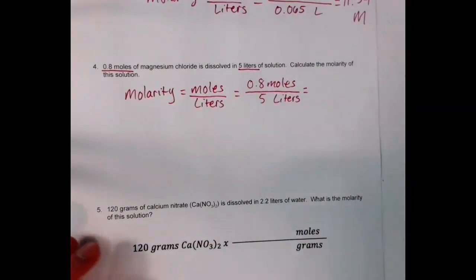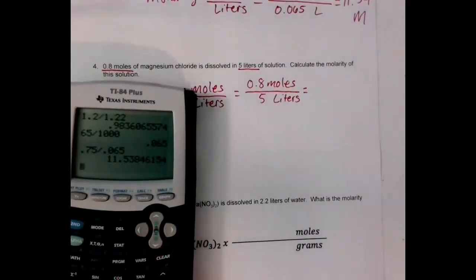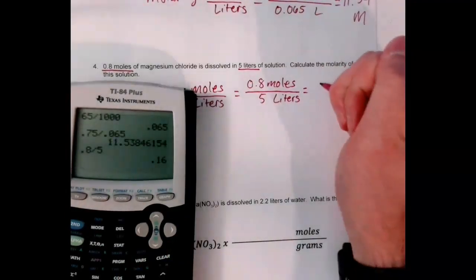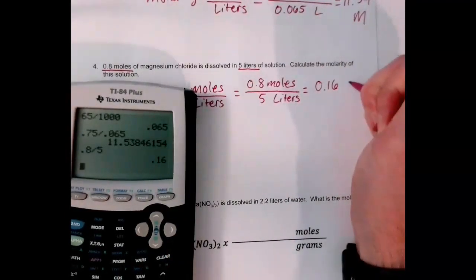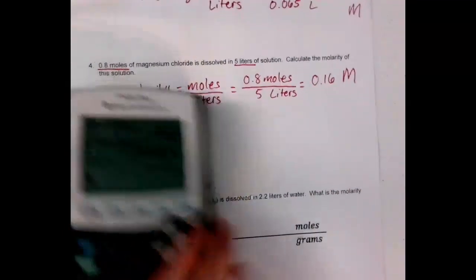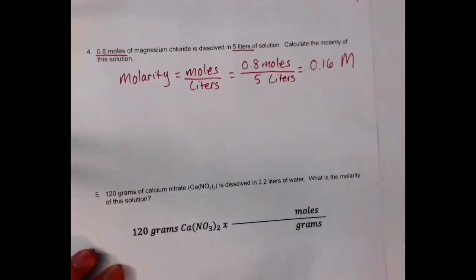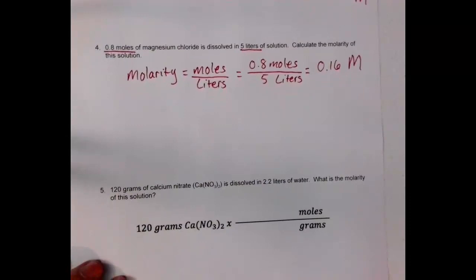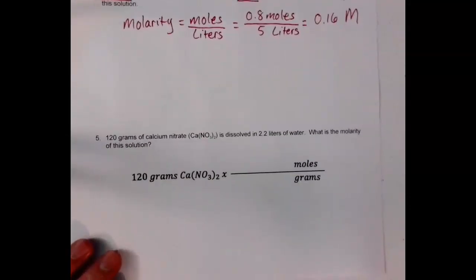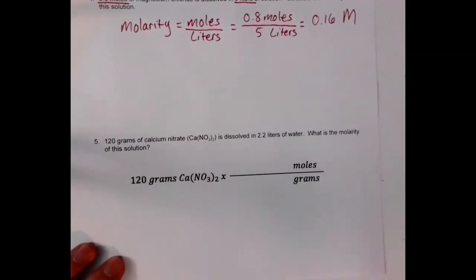All right, so now let's plug this into our calculator. We've got 0.8 divided by 5, 0.16, and it's going to be a capital M because it's molarity. It's a concentration. Okay, so it says number 5. Ooh, this is going to be a fun one. It looks like we're going to have to do some converting here.